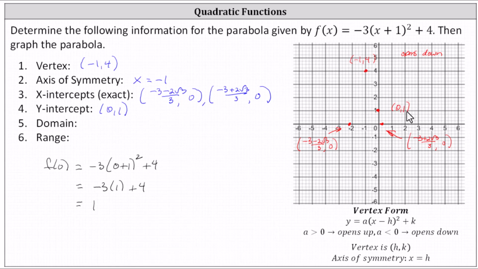While we're here, let's also sketch the axis of symmetry, which again is a vertical line passing through the vertex with the equation of x equals negative 1. Before we determine the domain and range, notice the y-intercept is 1 unit to the right of the axis of symmetry, which indicates it's also a point 1 unit to the left of the axis of symmetry, which would be here, where the ordered pair is negative 2, 1. Let's go ahead and graph the parabola.